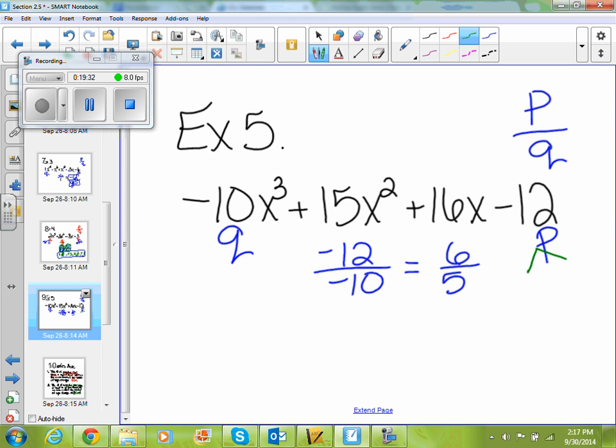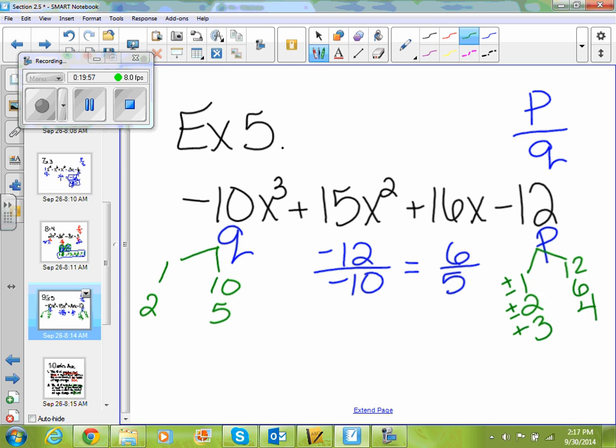Okay? So I know that 12 gives me 1 and 12 are going to be my first sets of factors. I can also have 2 and 6, and I can have 3 and 4. Those are all options for my factors. As for 10, I can have 1 and 10, and 2 and 5. And each of these can be positive or negative.